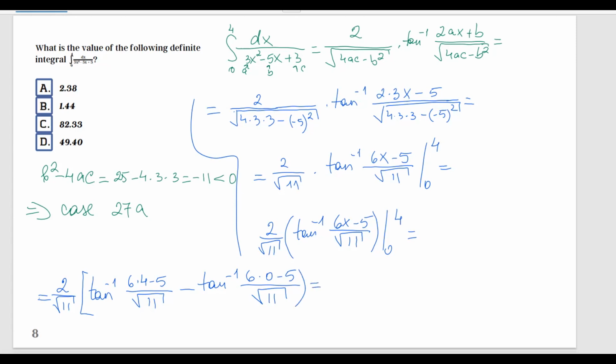Okay, let's see what we get here. So 2 over the square root of 11. Let's take the calculator and see what we get. So 6 times 4 minus 5, I get 19, divided by the square root of 11, and then we do arctangent of that. In order to calculate this, let me make a note. We have to have your calculator in radian mode. So I'm going to do a note over here.